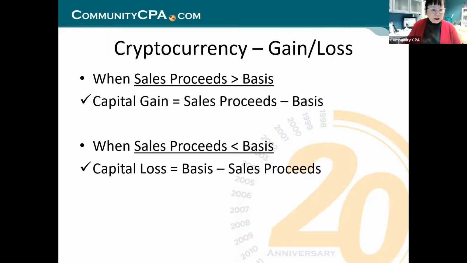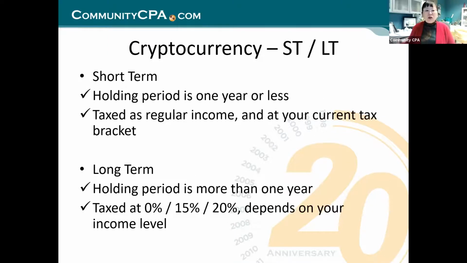All right. Then let's see. Short-term and long-term capital gain. Short-term is a holding period of 1 year or less, taxed as regular income at your current tax bracket. I'll give you an example later. For long-term, the holding period is more than 1 year, and it will be taxed at 0, 15, or 20%, depending on your income level. So let's see an example.